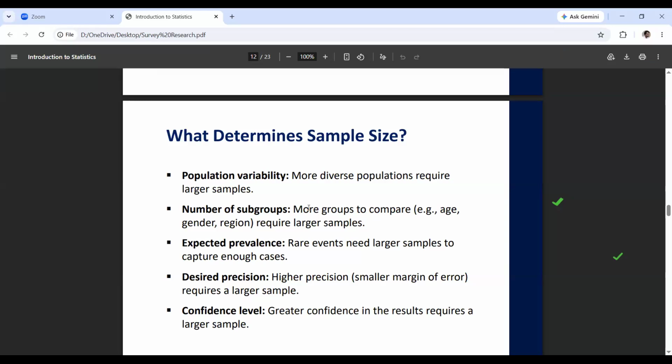First one is population variability. If your target population is more heterogeneous, less homogeneous, then you require more sample size. If the number of subgroups is large, then you need more sample. If the expected prevalence is very rare, suppose you are studying a disease or phenomenon whose occurrence is very rare, then again you need a large sample. So sample size depends on many factors, including population variability, number of subgroups, expected prevalence, desired precision, and confidence level.